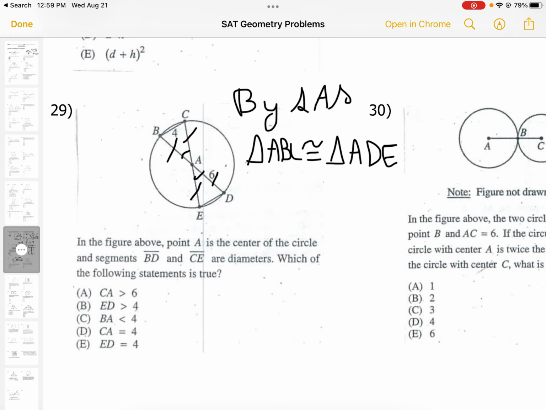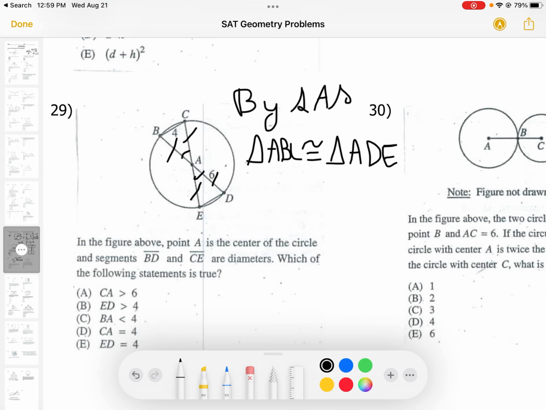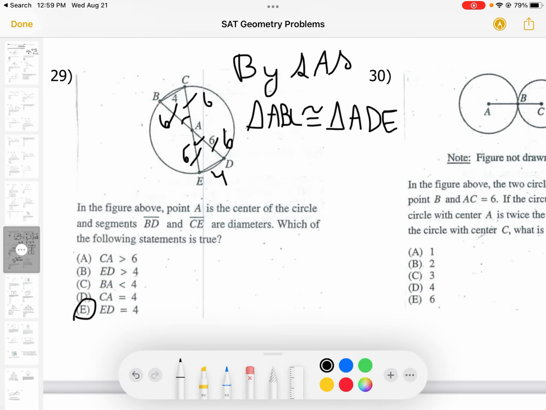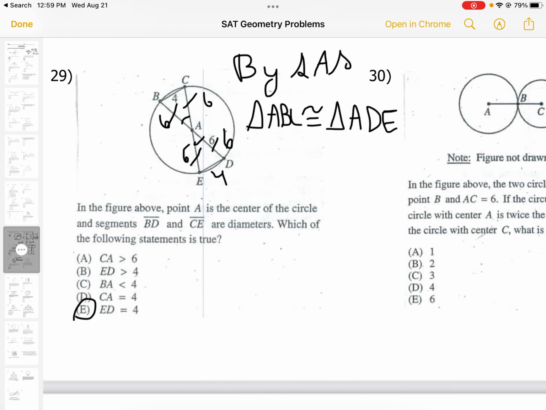Alright. So that means we know that these segments are length 6 and that this segment is length 4. So we know ED is 4, and that's one of the answer choices, and we're done. We know that's true. So that's our answer.